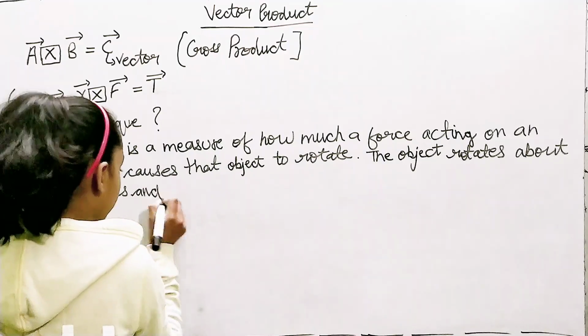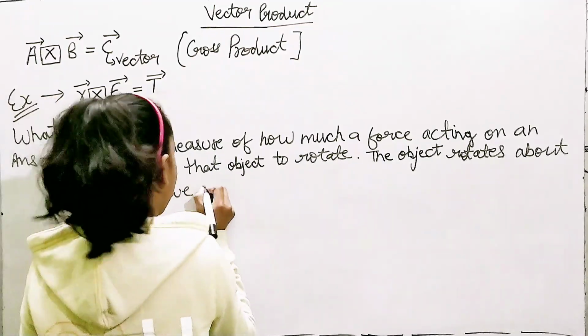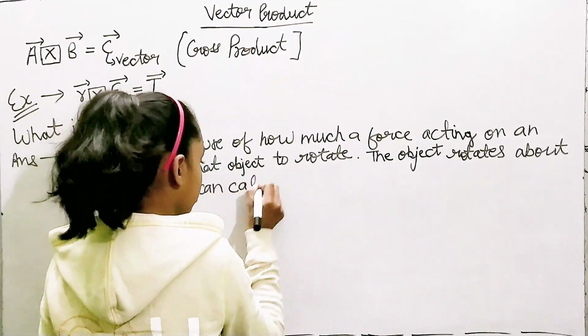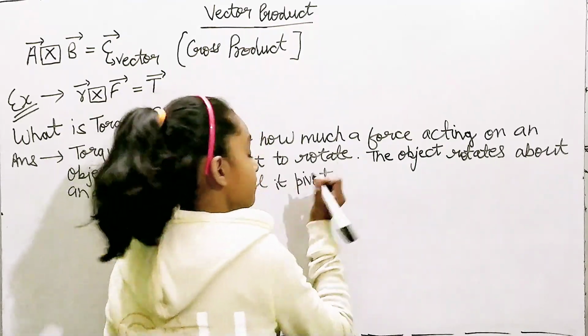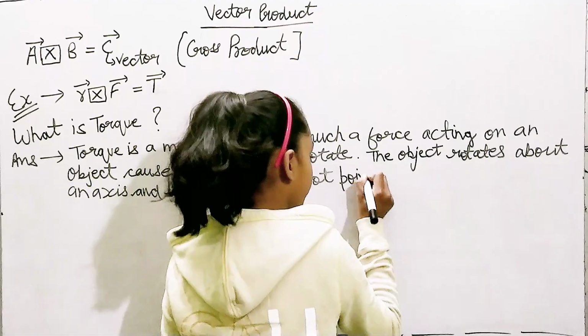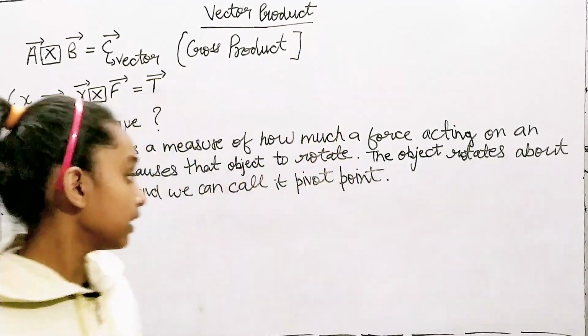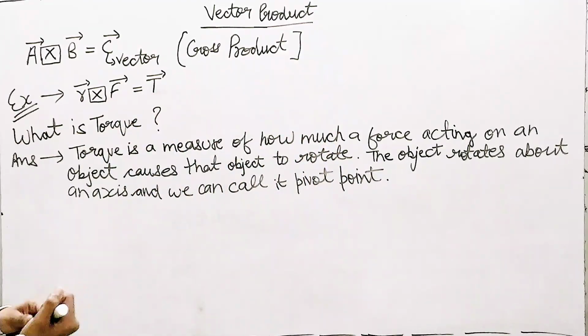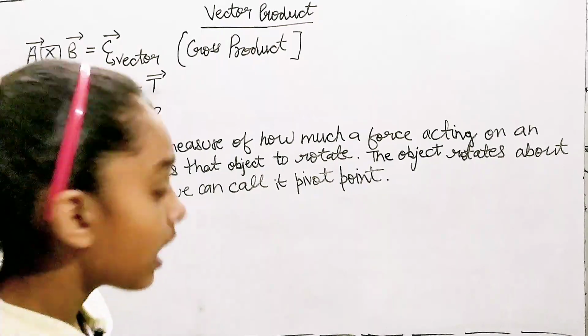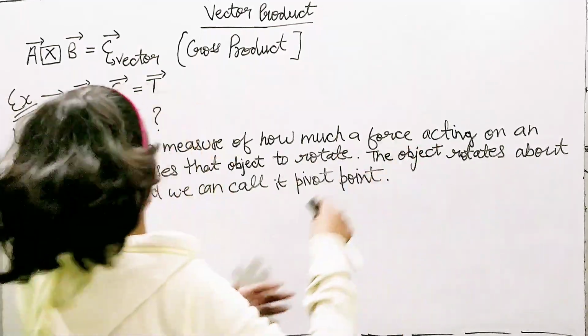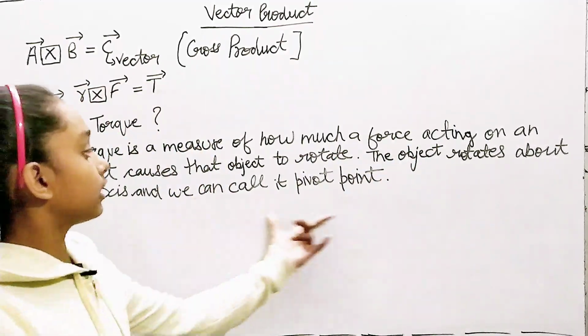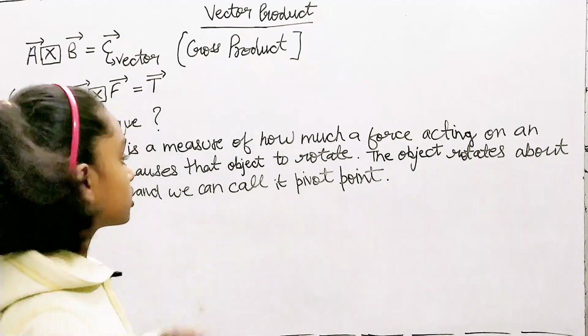And we can call it pivot point. What we can call it? We can call it as pivot point. See, so torque is a measure of how much a force acting on an object causes that object to rotate, and the object rotates about an axis, and we can call it as pivot point.